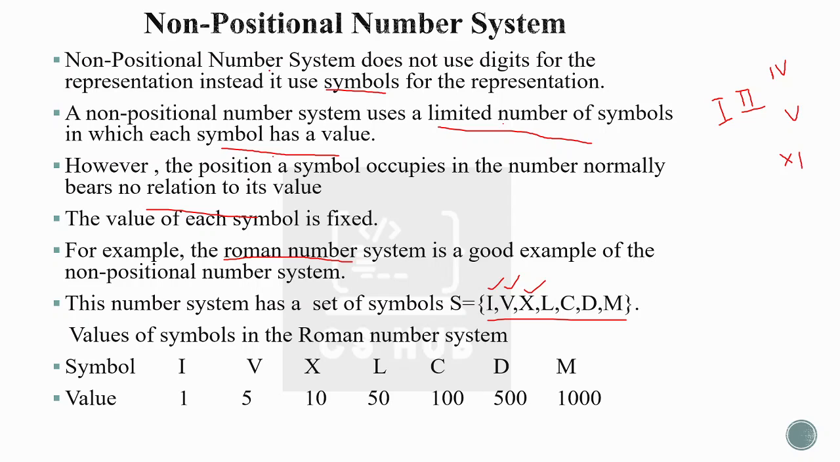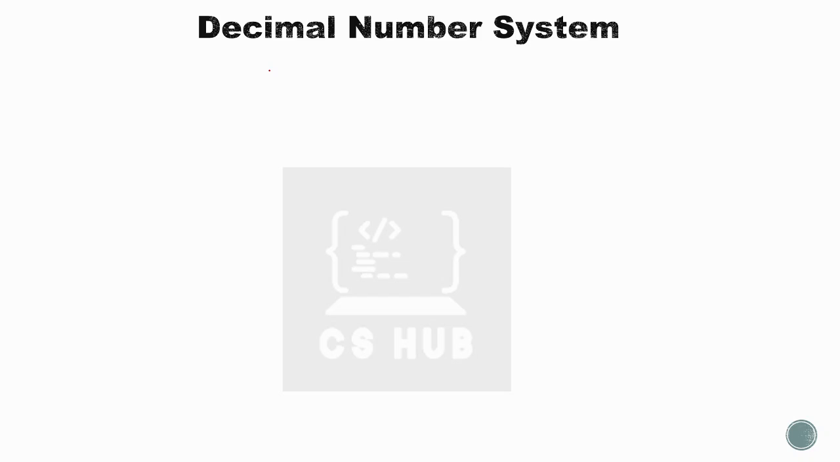This is about the non-positional number system. So we have discussed the basics: what a number system is, what a base is, and about positional and non-positional number systems. Next, we are moving on to different number systems. We are looking in detail at the decimal, binary, octal, and hexadecimal number systems. Starting with the decimal number system, this is a number system we are familiar with.